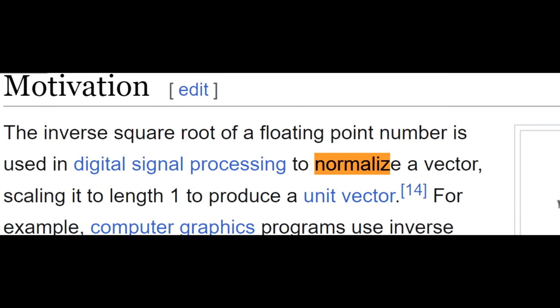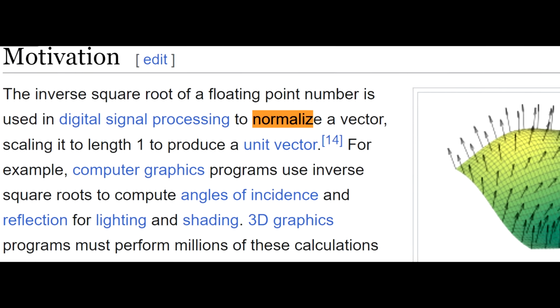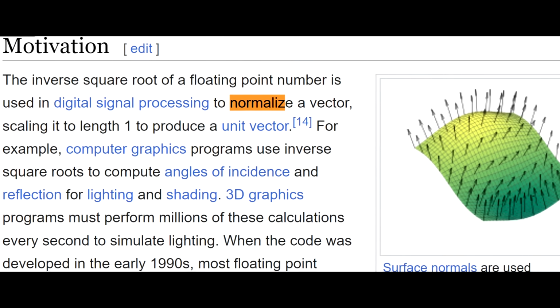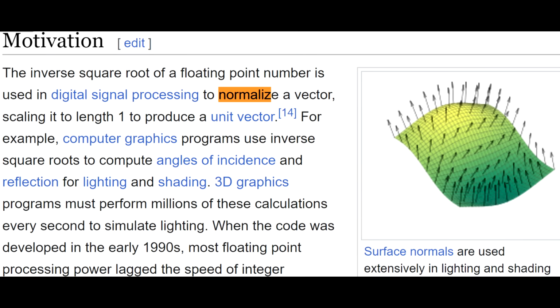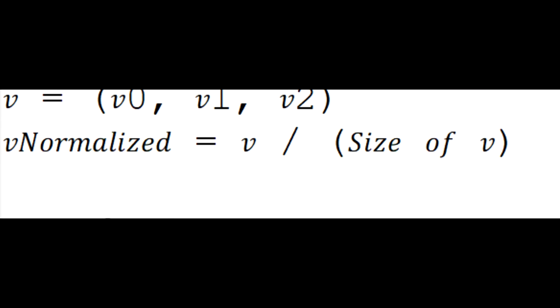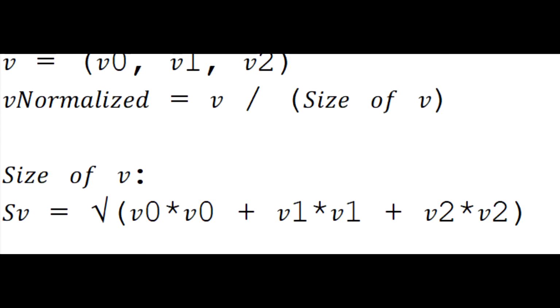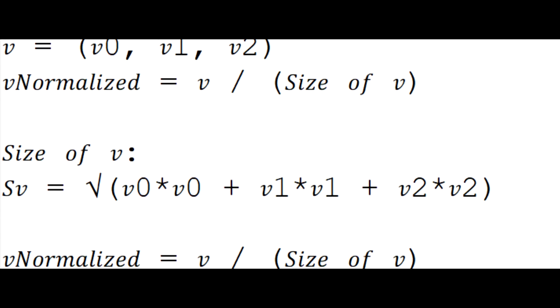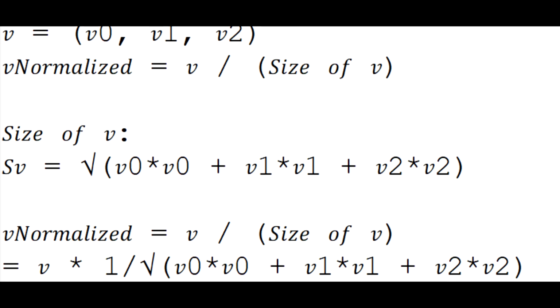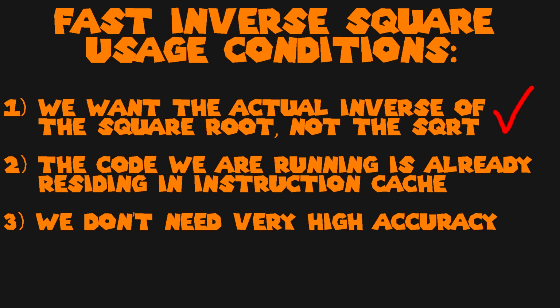Normalizing vectors for unimportant graphical effects, which is coincidentally the exact same use case Doom had to make this algorithm as famous as it is. Normalizing vectors works by multiplying with 1 divided by the size of the vector, and the size of the vector is the square root of all the elements added together. Meaning we can substitute 1 divided by the square root of x with the fast inverse square root function here, and our first condition is passed.